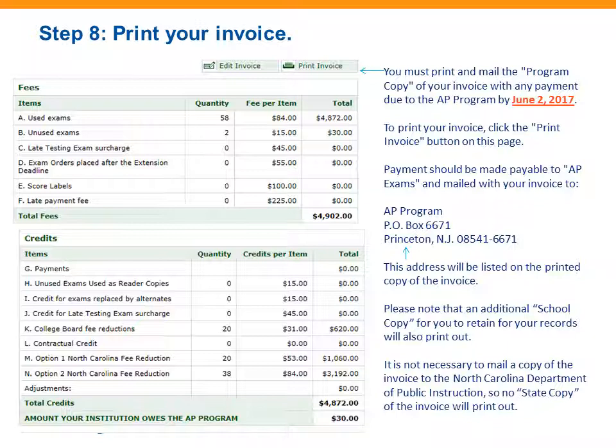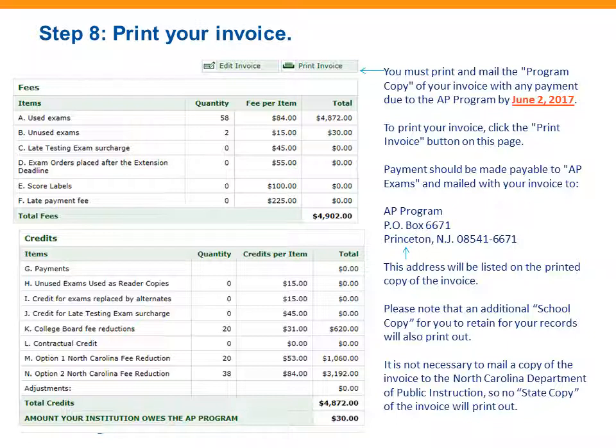You must print and mail the program copy of your invoice with any payment that your school owes to the AP program. Again, the state of North Carolina will cover the majority of your fees, but if you have any of those other fees that we've been discussing throughout this presentation, your school is responsible to remit those fees. To print your invoice, click the Print Invoice button on this page.